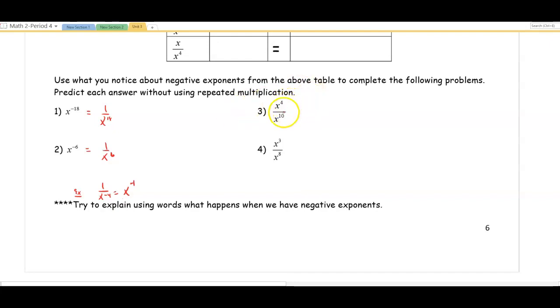Here, if I have 4 on top, 10 on bottom, I can cancel 4 out. How many would I have left on bottom? 6. So 1 over x to the 6th. Here, I have 3 on top, 8 on bottom, cancel 3 out. If I take 3 off the bottom, I have 5 left, so 1 over x to the 5th.